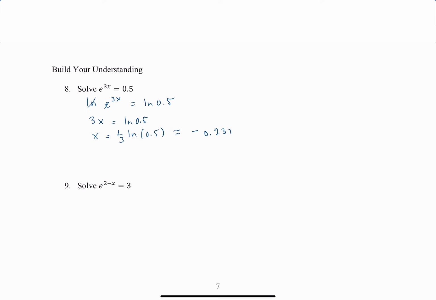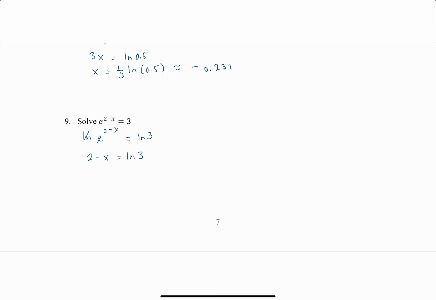For the next one, again, we start by taking natural logs on both sides. So we have 2 minus x equals the ln of 3. Okay, I'm going to add negative 2 to both sides. Or you can subtract 2 from both sides. Just remember that the ln of 3 minus 2 is not the same thing as ln of 1.